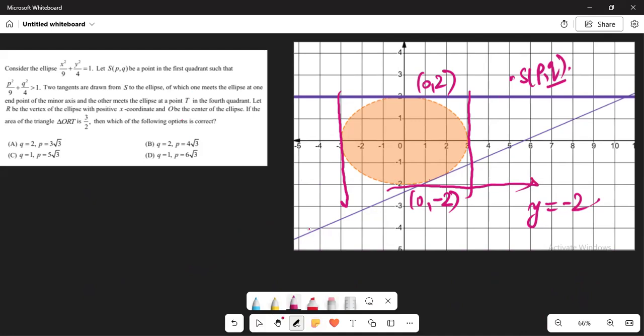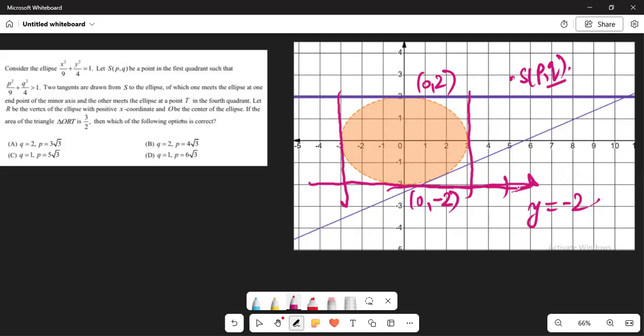Okay. Now, S is lying in the first quadrant, and the other endpoint of the minor axis, (0, -2), is lying in the fourth quadrant. So, do you think it is possible for S to lie on this line? Because the tangent line is this, the y = -2 line. And S is lying in the first quadrant. Since the tangent line passes through S or is drawn from S, that means S is also lying on this tangent line.